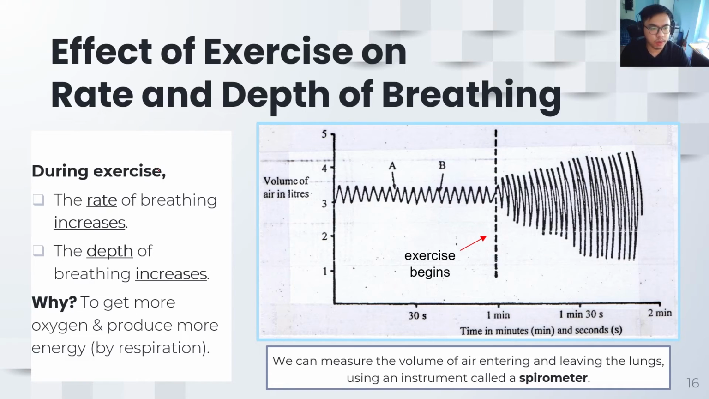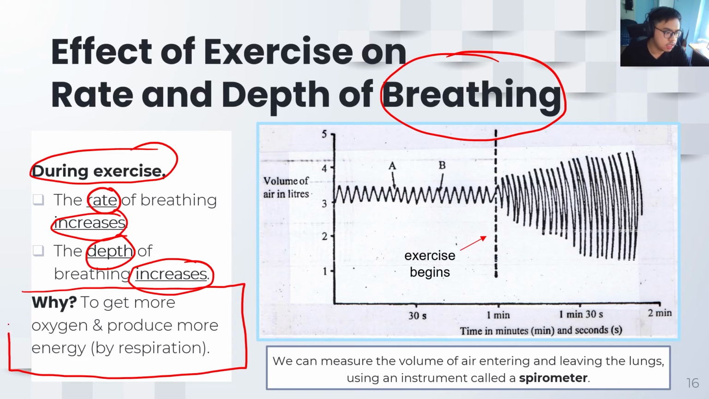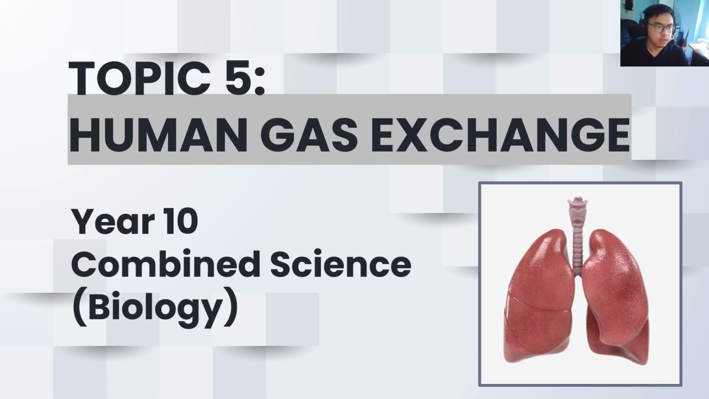And make sure you know what happens to our breathing when we exercise. During exercise, the rate or speed of breathing increases, and the depth, how deep we breathe, increases. Make sure you understand why it increases. It's so that we can get more oxygen and have more energy to do our exercise, to do the heavy work. All right, so that's it for this video lesson.